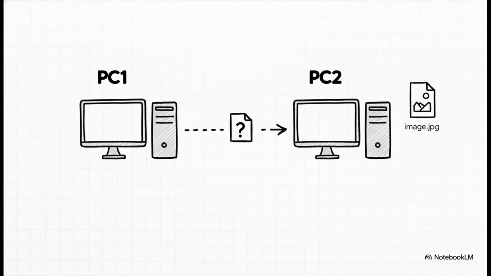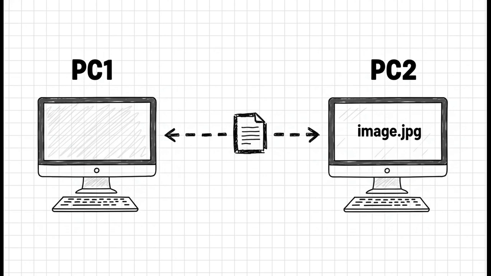So, imagine PC1 needs something that PC2 has stored on it. It kicks off the conversation by making a simple request. Hey, can I please have that file called image.jpg? That's it. That's the first step. And just like that, PC2 answers back. It hears the request, finds the file, and sends it over. Sure, here you go. That's the whole interaction, a request and a response. Believe it or not, you've just witnessed the core of all networking.